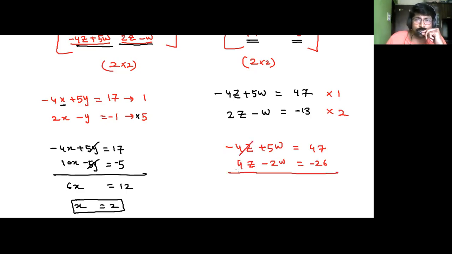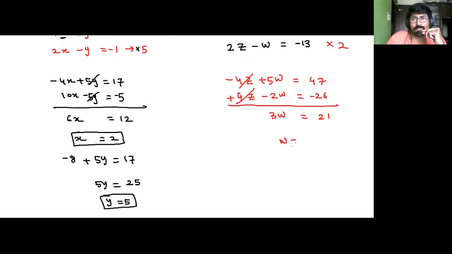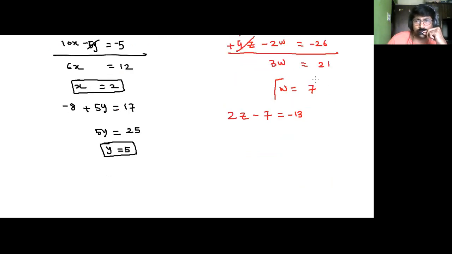So 4z and 4z will get cancelled, because this was positive and this was negative, they are opposite. So this will become 3w is equal to, what is the subtraction? 21. So w is 7. Now once you get w is 7, I can plug it over here in this equation number 2. So 2z minus 7 is equal to minus 30. Now get this minus 7 on the other side. I'll just box this 7. So 2z will turn out as minus 30 plus 7, minus 6. So z will turn out as minus 3.